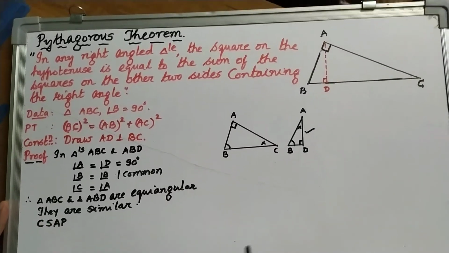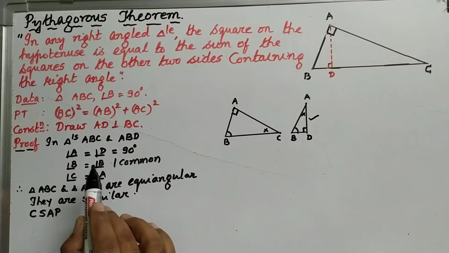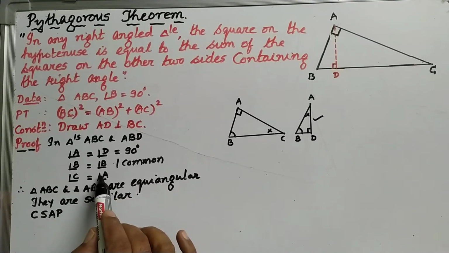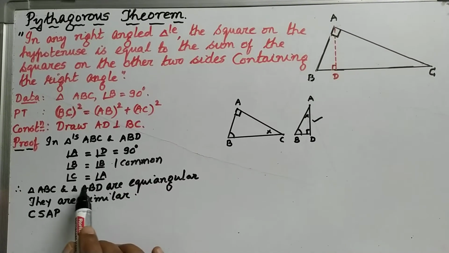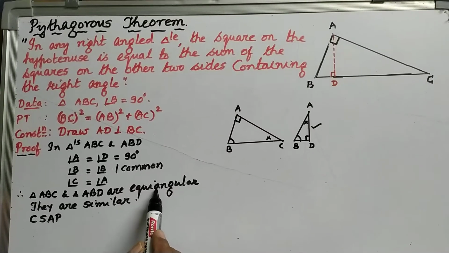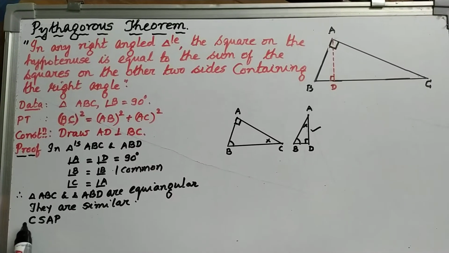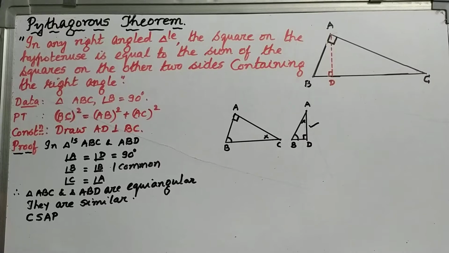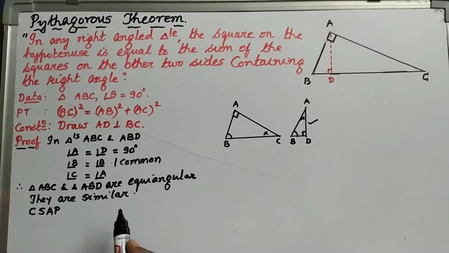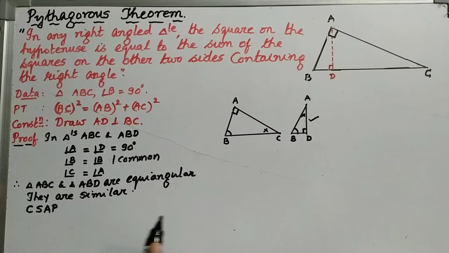So this is a flow. If in two triangles the three angles of the first are equal to the three angles of the second, then the two triangles are said to be equiangular. If the two triangles are equiangular, they are similar. If they are similar, then the corresponding sides are proportional. What are corresponding sides? Corresponding sides are the sides which are opposite to the equal angles.